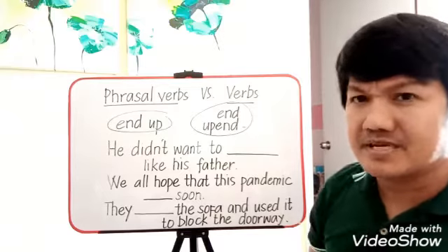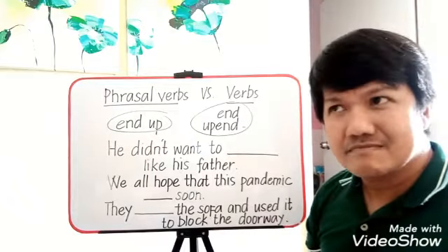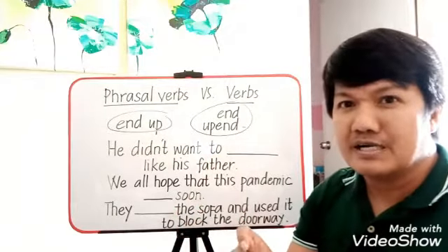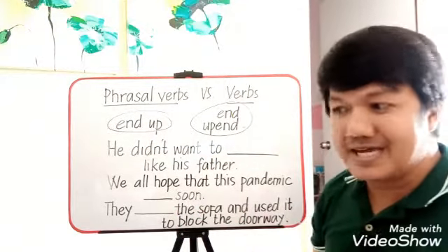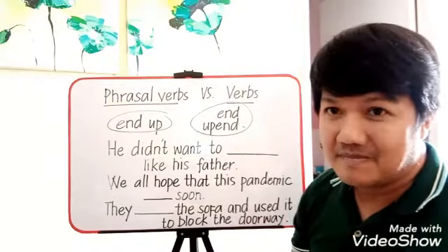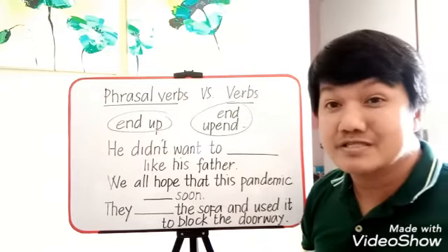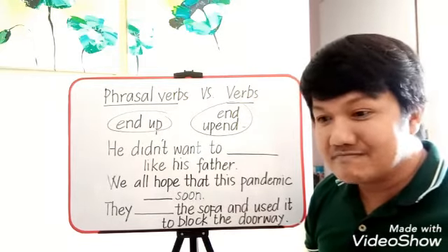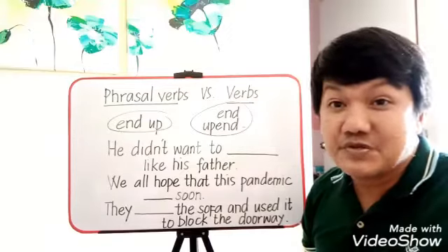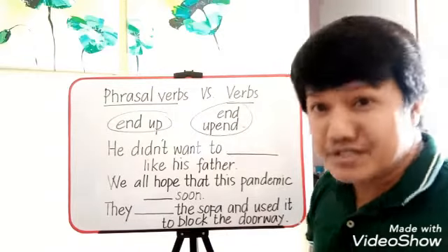Now, let's go to the meanings. He didn't want to end up like his father. Parang sa Tagalog, ayaw niyang matulad siya sa father niya. So it's like when you say end up, to reach a certain situation or to reach a certain place. Like our parents don't want, especially the girls, they don't want their daughters to end up with somebody who is irresponsible as a future husband or whatever. So yun yung end up, to reach a certain situation.